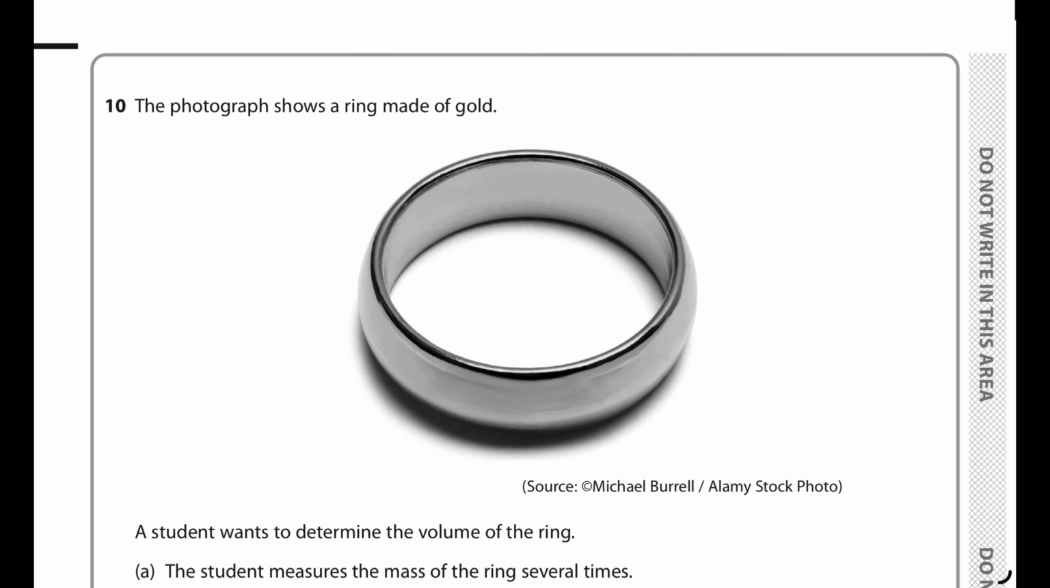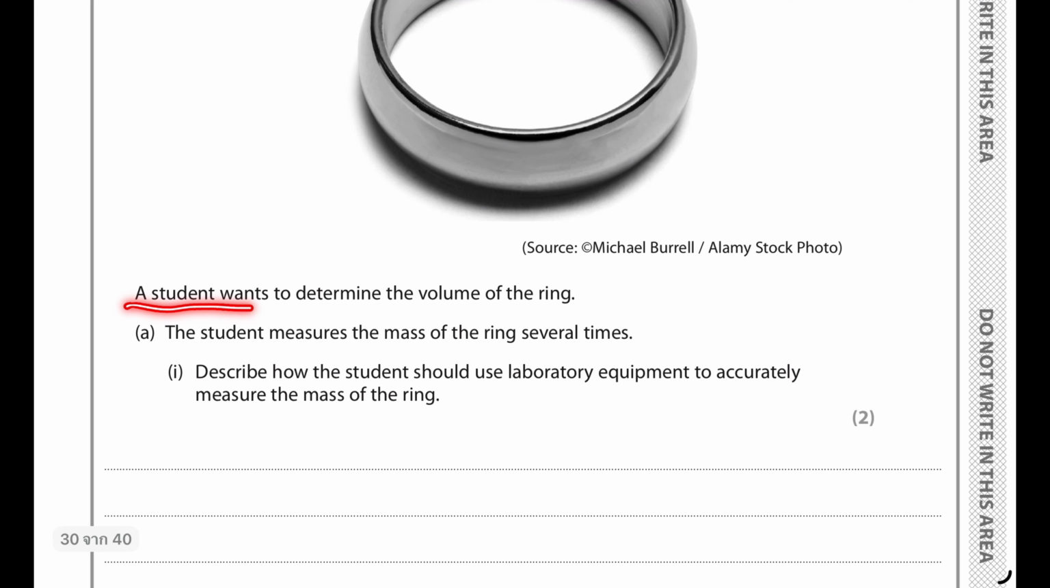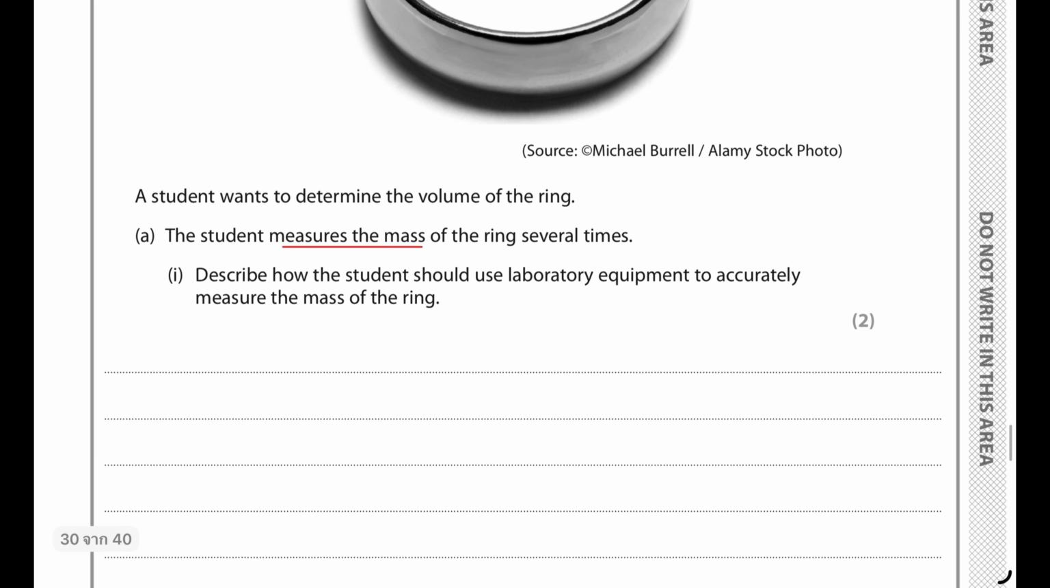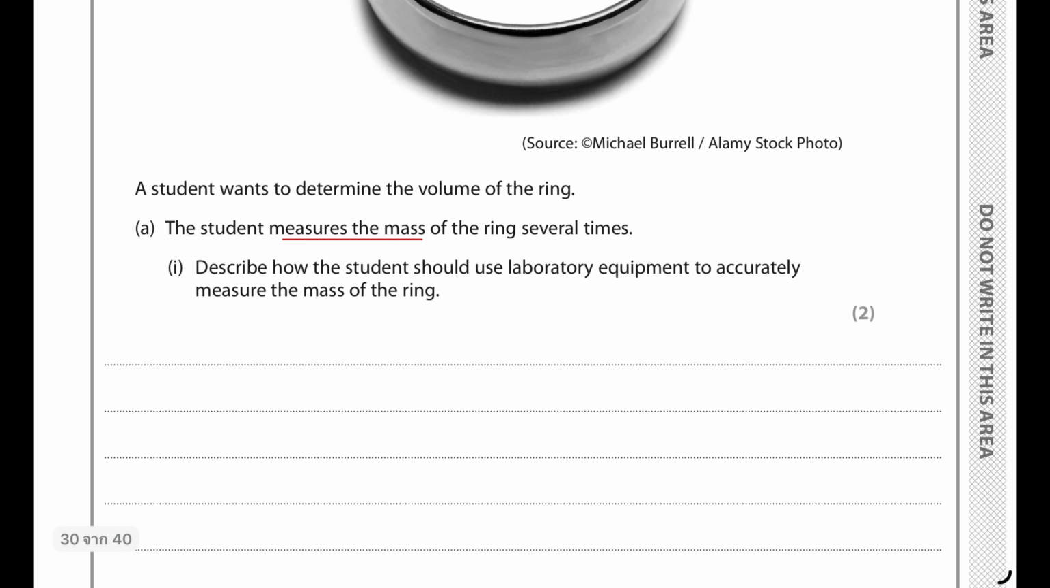Question 10. The photograph shows a ring made of gold. A student wants to determine the volume of the ring. A. The student measures the mass of the ring several times. I. Describe how the student should use laboratory equipment to accurately measure the mass of the ring. So the first one is use of a balance.